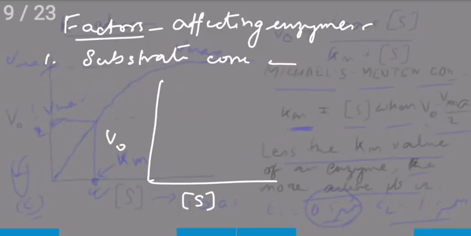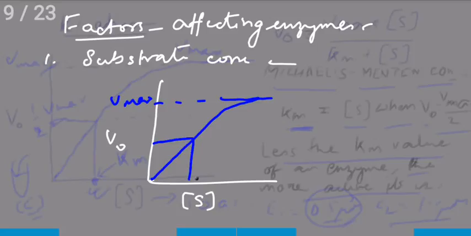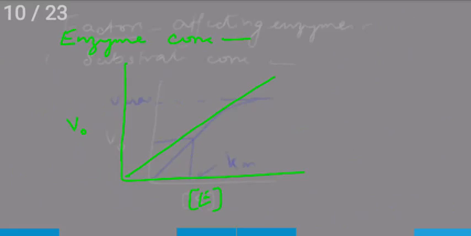Now, factors affecting enzymes. The most important factor is the substrate. Just mentioned a little while ago that when you increase the substrate concentration, the rate of reaction increases, but it comes to a saturation level. This curve is called the substrate saturation curve. This is Vmax of the substrate, and this is the Km value of this reaction. So substrate affects the rate of reaction.